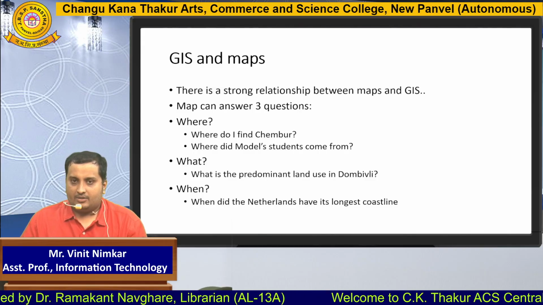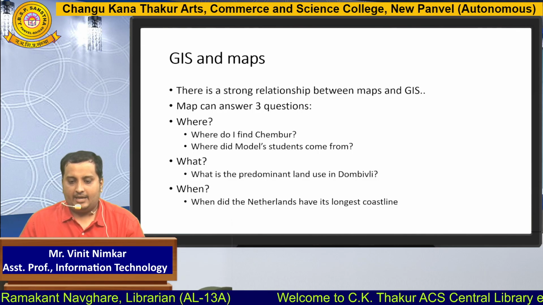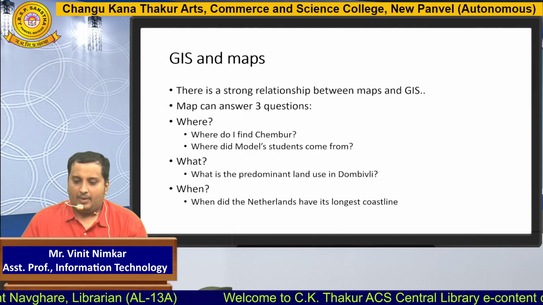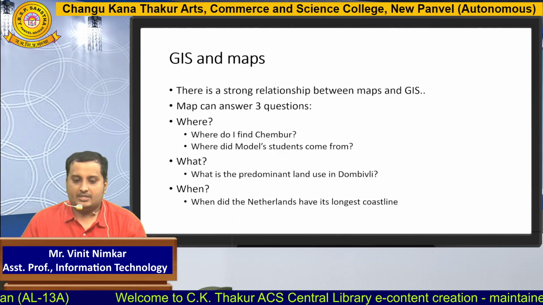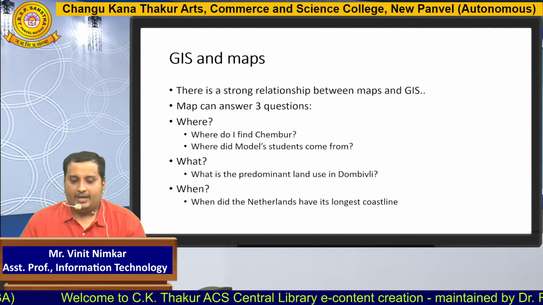In data visualization, first is the relationship between GIS and map. Now GIS and map are closely related with each other, and it can answer three questions, that is like where, what and when.